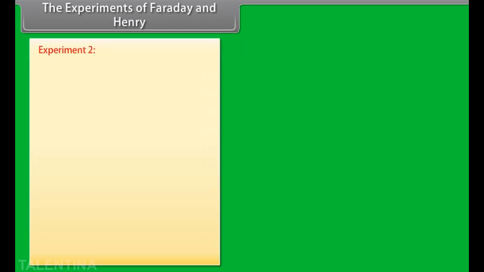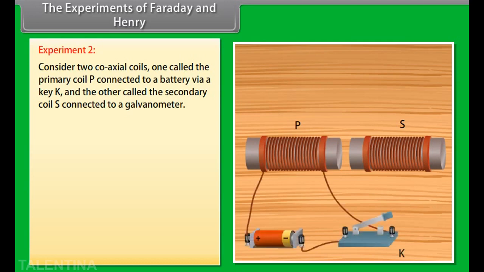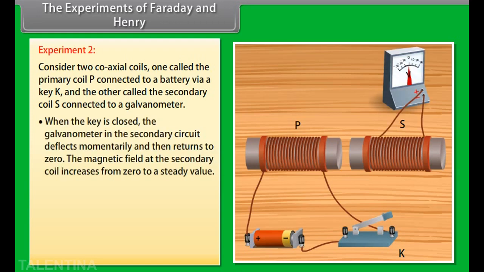Experiment 2. Consider two coaxial coils, one called the primary coil P, connected to a battery via a key K, and the other called the secondary coil S, connected to a galvanometer. When the key is closed, the galvanometer in the secondary circuit deflects momentarily and then returns to zero. The magnetic field at the secondary coil increases from 0 to a steady value.